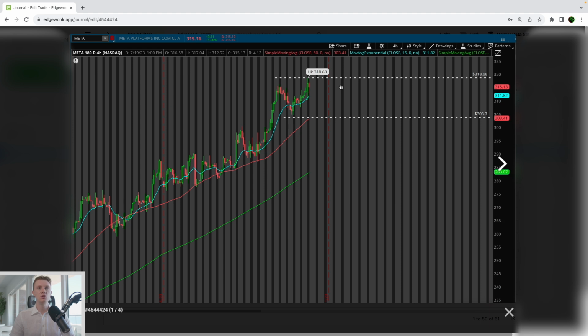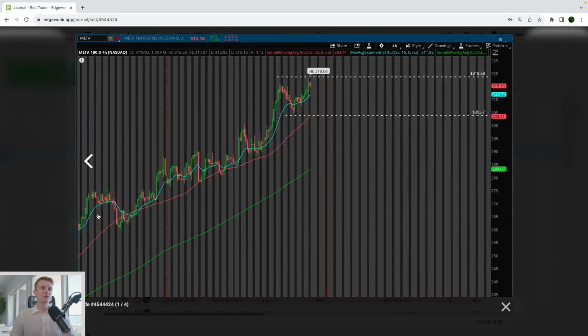318.68 was the new all-time high on the 4-hour over the last 180 days, which was just formed that same trading day, right? This is a screenshot right before I entered. You can see we are steadily trading above the 50-day SMA, okay, small retracements with bounces off this level, forming higher highs. Okay, so overall trend is bullish from bottom left to top right.